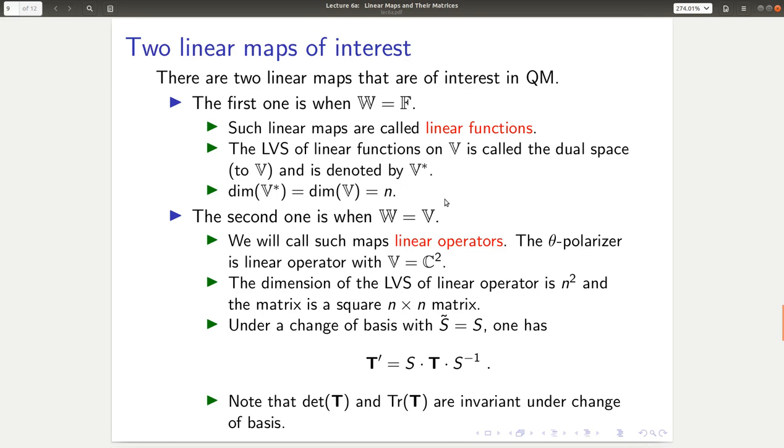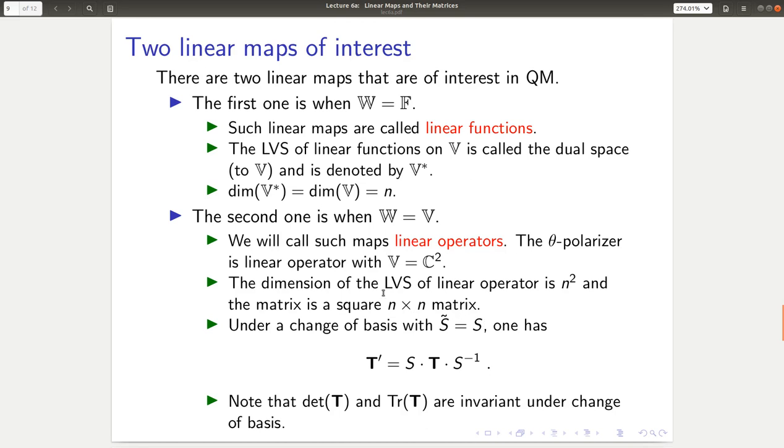So one set of linear maps that we will be interested in is linear functions, and the second one is when W equals V. So that is linear maps from the vector space to itself, and such maps are called linear operators. An example of that is a polarizer. It's a linear operator with V equal to C2. Rotation is also a linear operator. It takes a vector in R3 to a vector in R3. The dimension of this LVS is n times m, but m equals n, so it's n squared. And the matrix is now square, not rectangular like in general. It's an n by n matrix.